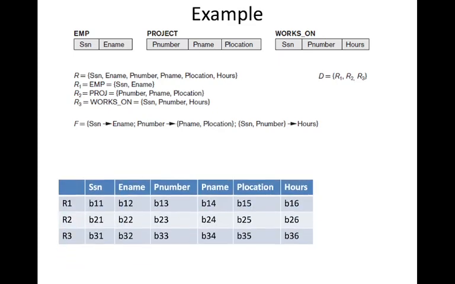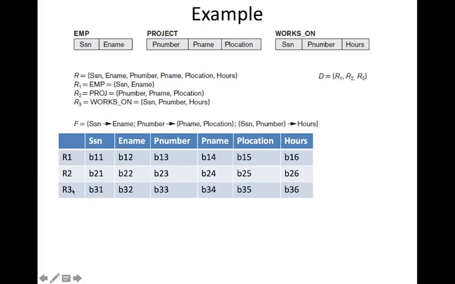So the first step is, we will have three rows because we have three decompositions, R1, R2, R3. After that, we have to give all the attributes, represented in the columns: SSN, E name, P number, P name, P location, hours. Then each column value should be replaced with a Bij value. So B11, B12, B13, B14, like that, B21, then B31 up to B36. So we have set the symbols.